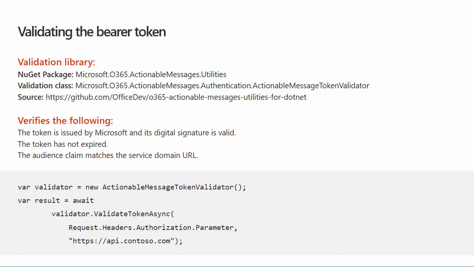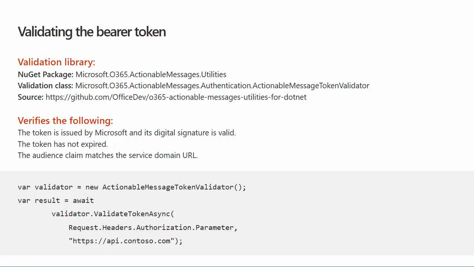Tokens also have an expiration, so when the request comes in, I call this library and the token expiration is checked. This will help mitigate any man-in-the-middle attack or replay attacks if someone tries to make that request in the future. It also checks to make sure that the audience claim, which is part of that request, matches the service domain URL. What that means is I'm hosting a web service at a certain URL, and I've registered that URL with the developer dashboard.